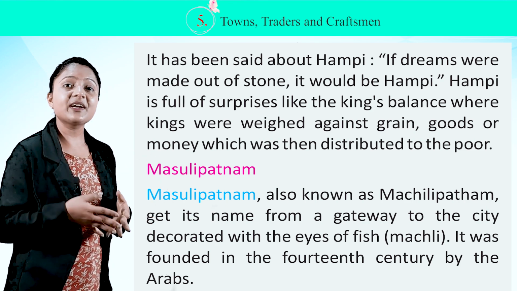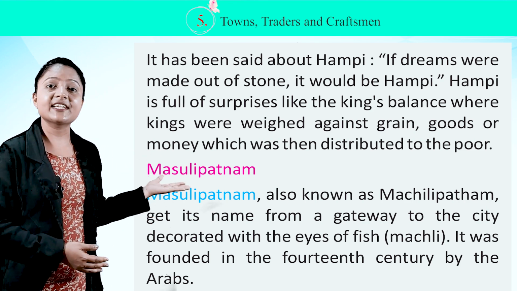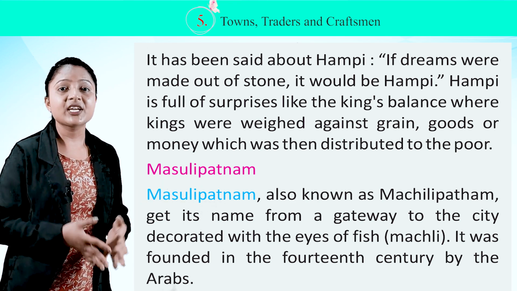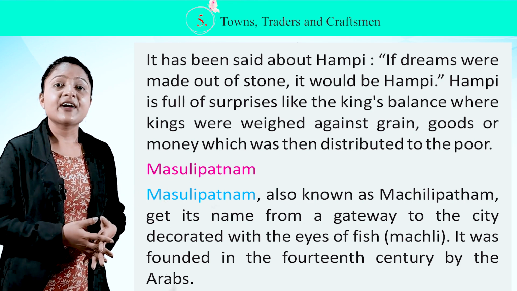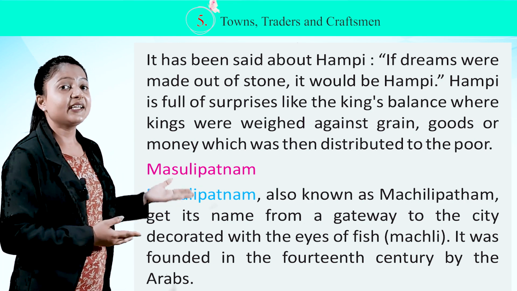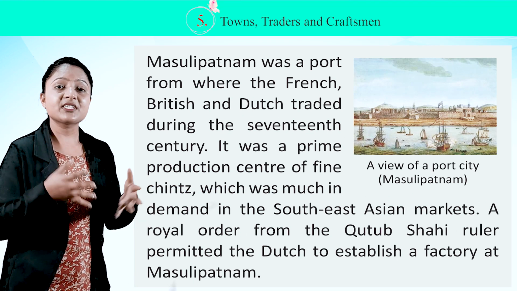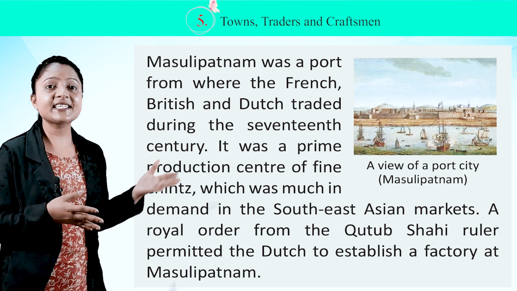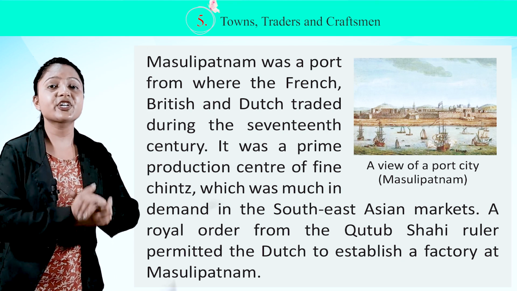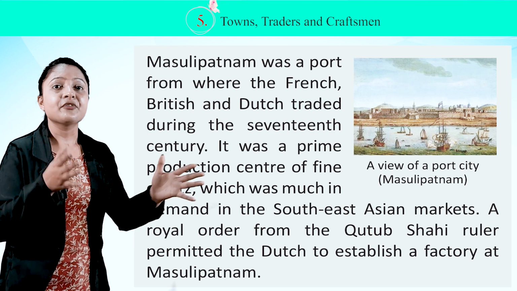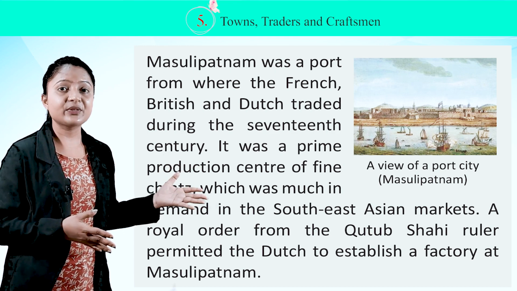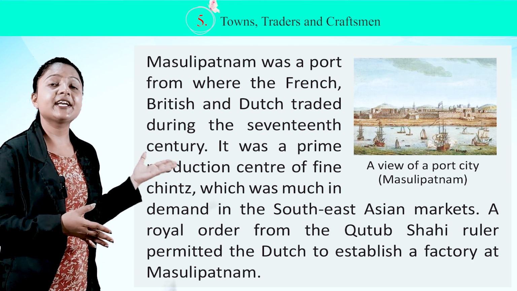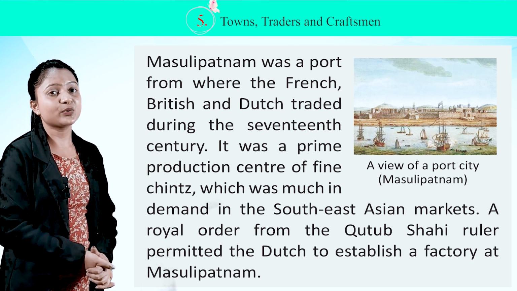Masulipattnam. Masulipattnam, also known as Machilipatnam, got its name from the gateway to the city decorated with the eyes of fish, machli. It was founded in the 14th century by the Arabs. Masulipattnam was a port from where the French, British and Dutch traded during the 17th century. It was a prime production center of fine chintz, which was much in demand in the Southeast Asian markets. A royal order from the Qutub Shahi ruler permitted the Dutch to establish a factory at Masulipattnam.